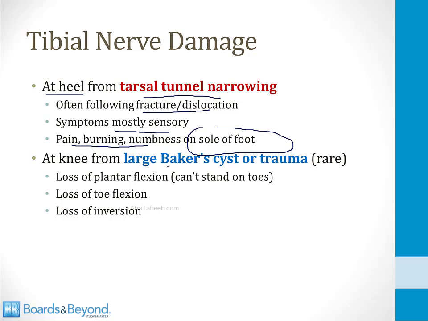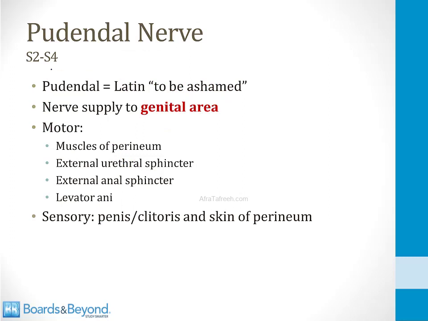Sometimes there can be tibial nerve damage at the knee. This is rare, but it can happen if there's a large Baker's cyst or trauma. In this case, all those muscles in the posterior leg will be affected, so the patient will lose plantar flexion, which means they can't stand on their toes. They won't be able to flex the toes, which is to curl the toes, and they will lose inversion of the foot.